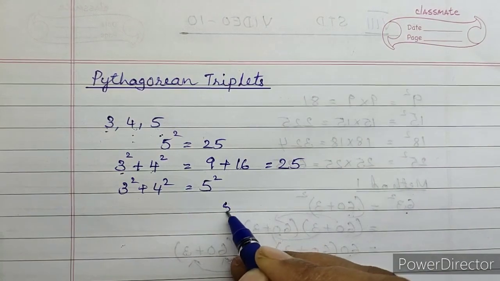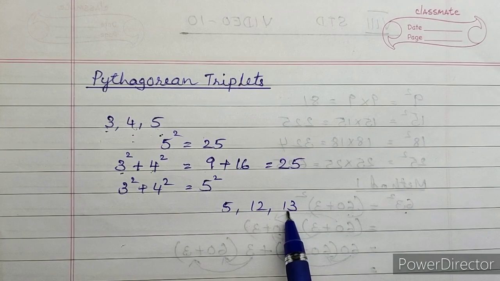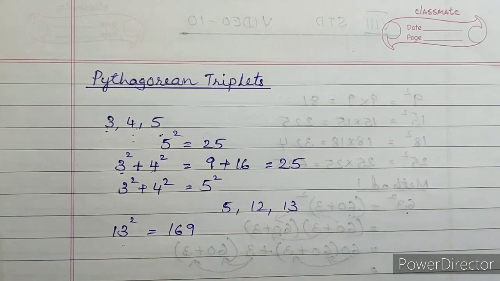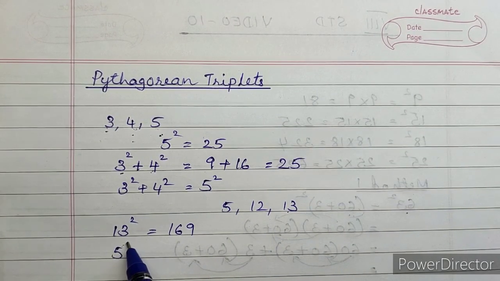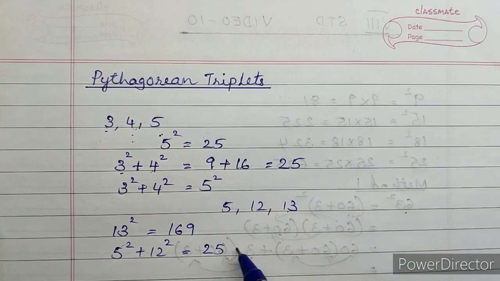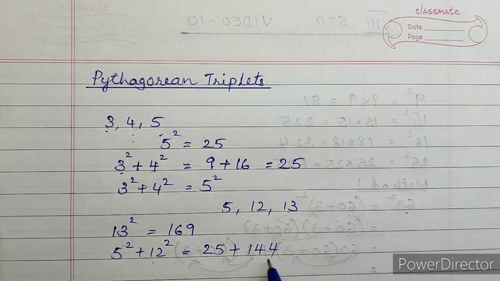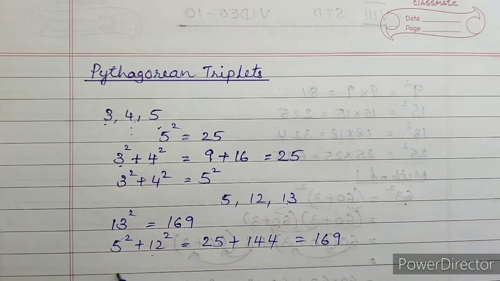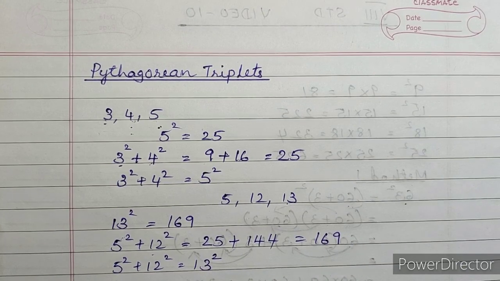Yes, it is 5, 12 and 13. The greatest number is 13. So 13 square is how much? It is 169. Now the sum of the other 2 numbers' squares: 5 square plus 12 square. 5 square is 25, plus 12 square, which is 144. So 25 plus 144 is nothing but 169. So that means 5 square plus 12 square is equal to 13 square.